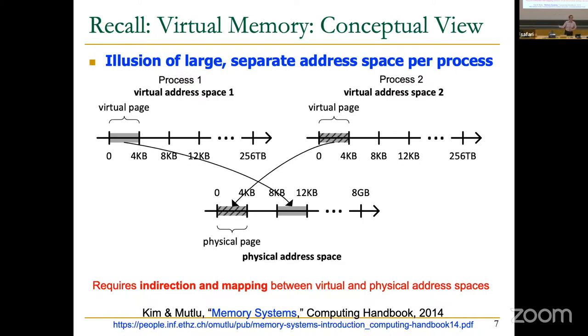And this provides a lot of benefits like we discussed last time. So I'm not going to go through all of those benefits again. Some of them may appear during the course of this lecture, but certainly this illusion of a large separate address space is helpful, and it's maintained using indirection and mapping between virtual and physical address spaces.